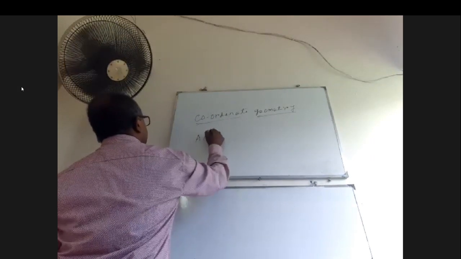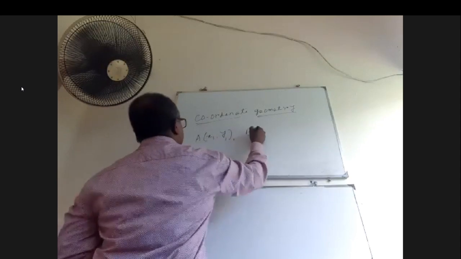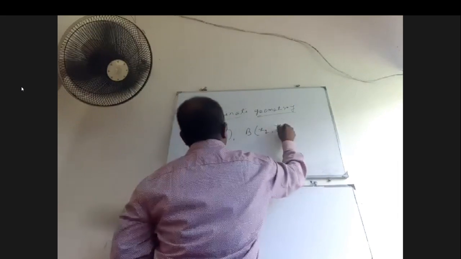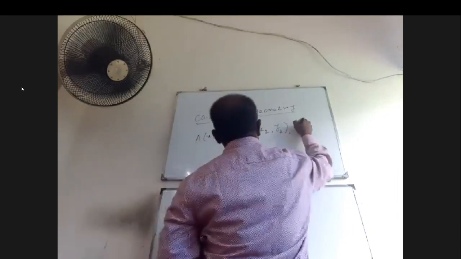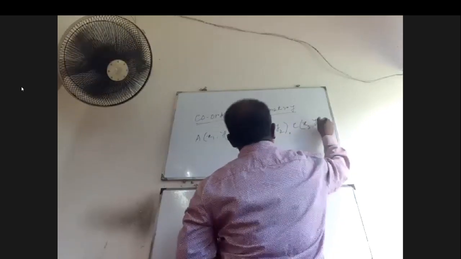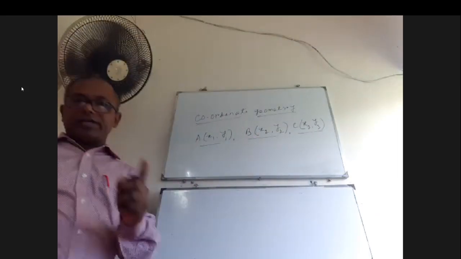That is A (x1, y1), B (x2, y2), and C (x3, y3). Let us suppose these are 3 points in the Cartesian coordinate system.